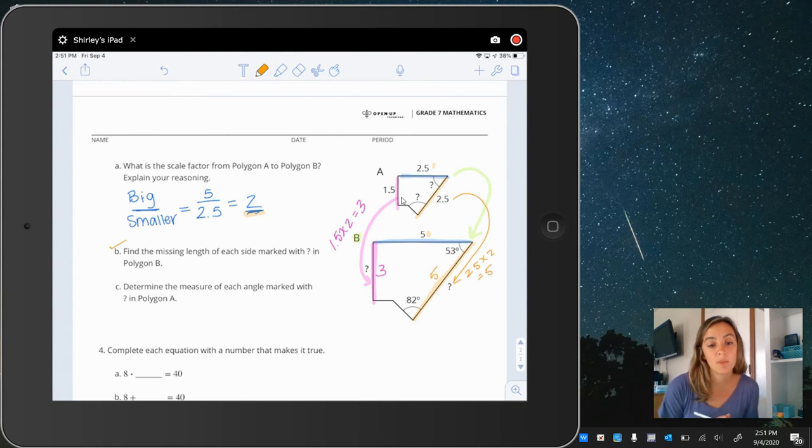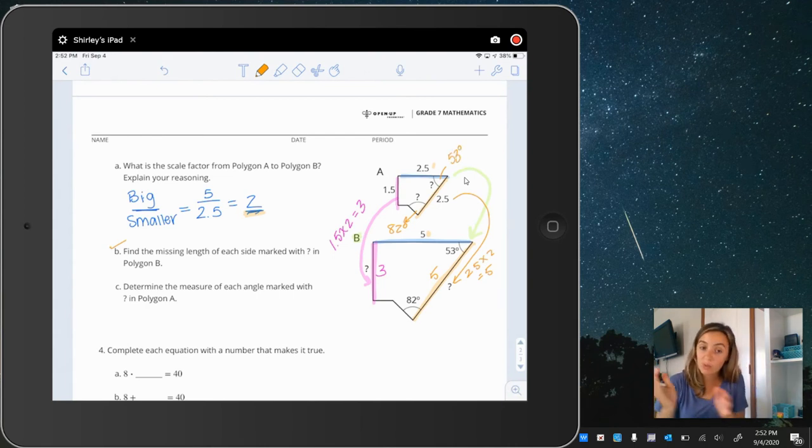And question C, determine the measure of each angle marked with a question mark. We should know that scaled copies mean that angle measures are the same. So if I know that these angle measures are given, they're going to be the exact same over here. This big angle here matches exactly with this one, so this angle measure is going to be 82 degrees. And if I know that this angle is 53 degrees, it's going to be the same thing over here. This angle is also going to be 53 degrees.